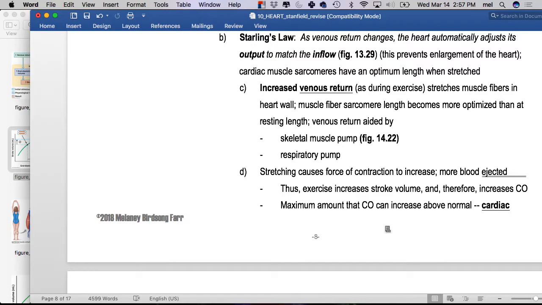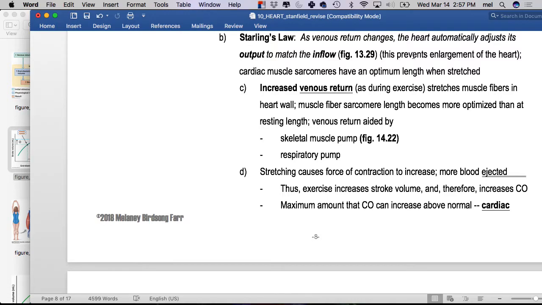And what this does is it prevents the overloading of the heart. It actually allows the output to match the input, right? Does that make sense? It's the output matching the input. So this prevents enlargement of the heart. Otherwise, if the blood was basically backing up there, then the heart would have to continue working really hard. But this says, as you get stretched, you actually snap back better.